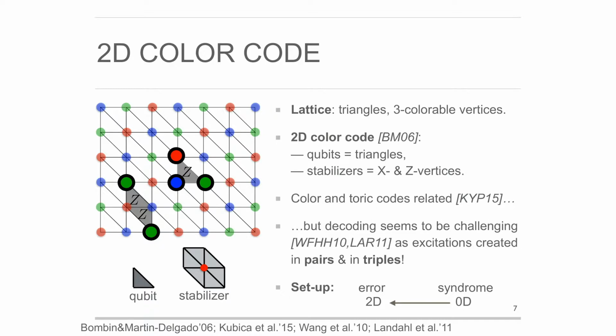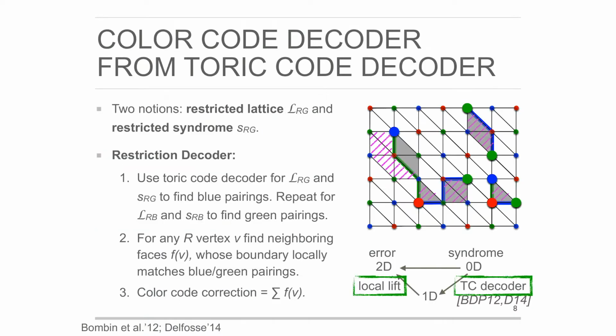So what's the setup? What's the problem we want to solve? This is our information. We have access to the syndrome, which is some subset of vertices. It's a 0-dimensional object. And we want to make a guess about the error, which is a 2-dimensional object. It's some subset of faces affected by the error. So how do we do that?